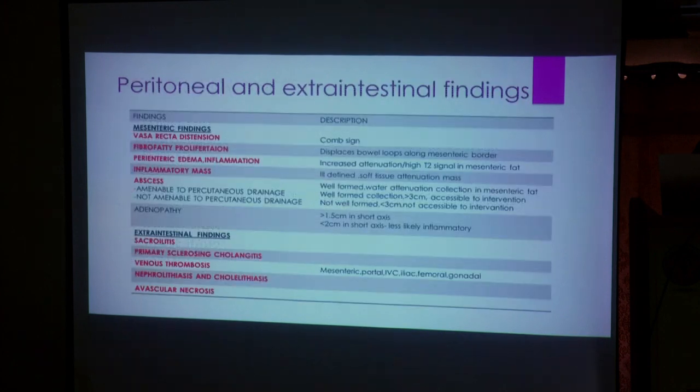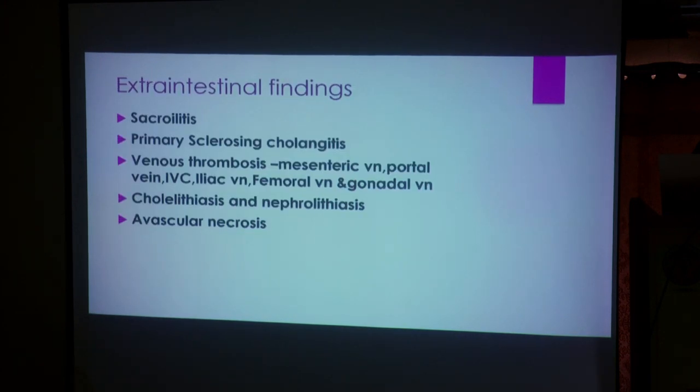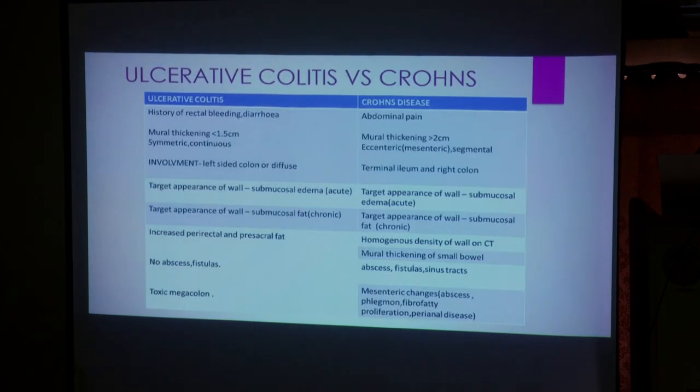Other questions asked in Crohn's or ulcerative colitis will be the extra-intestinal findings. So there will be sacroiliitis. Even in a given case itself, the image may be showing a feature of sacroiliitis. Always look for sacroiliitis. The other findings, of course, are primary sclerosing cholangitis, venous thrombosis, cholelithiasis, nephrolithiasis, avascular necrosis, and other things.